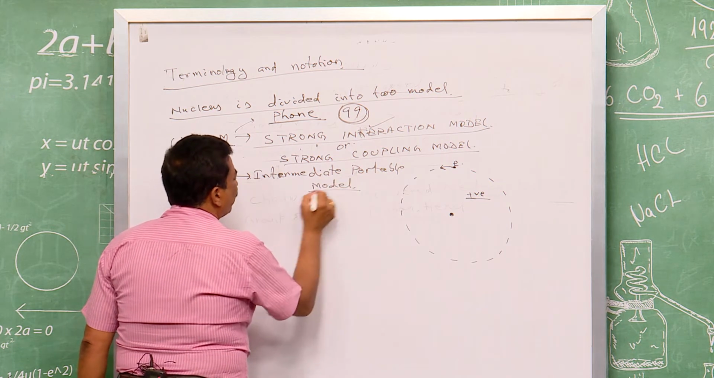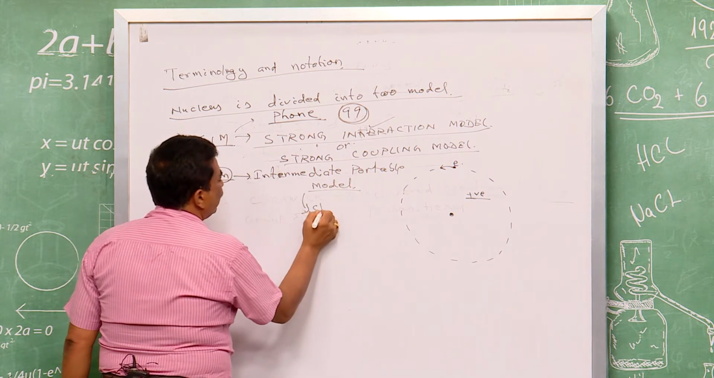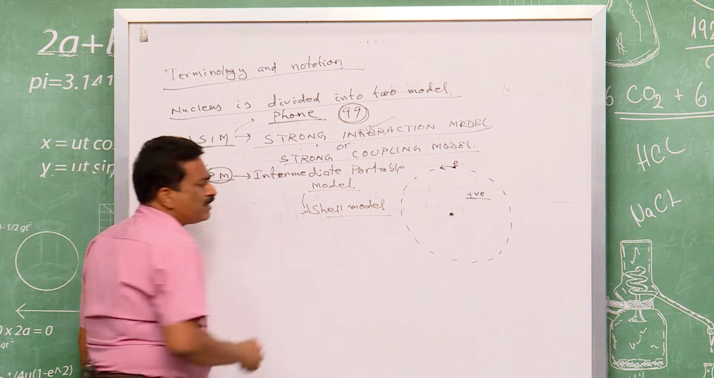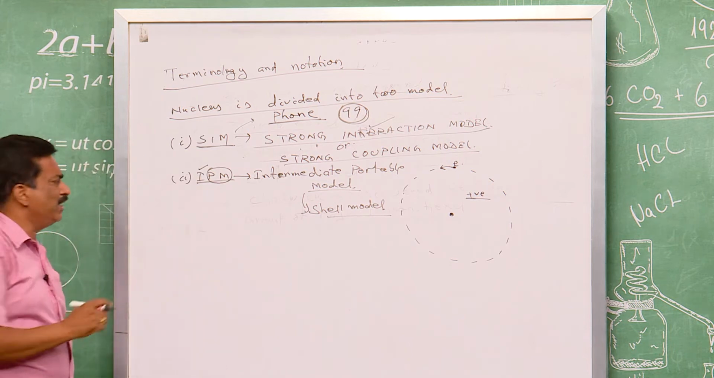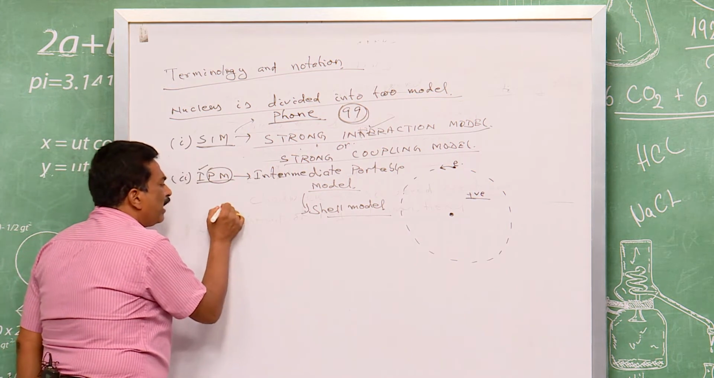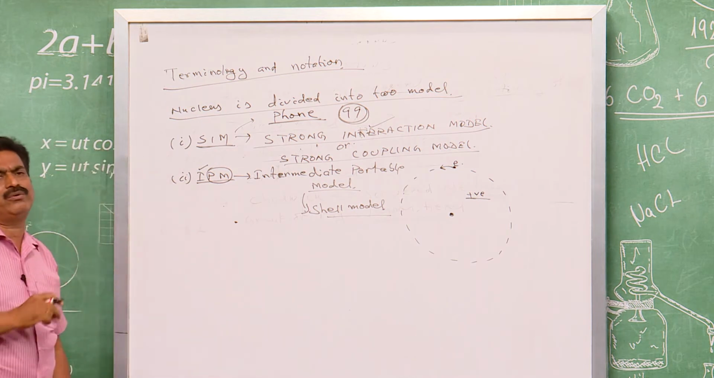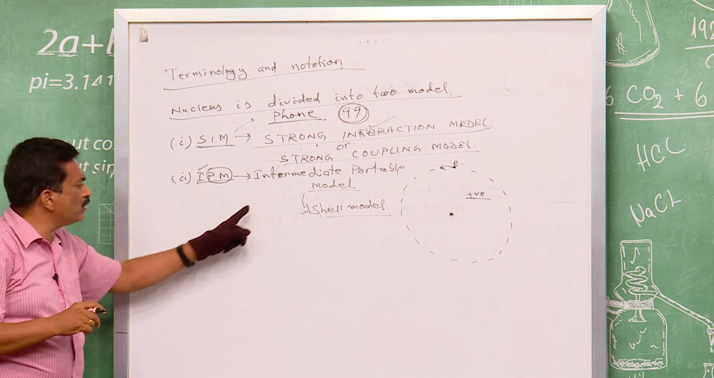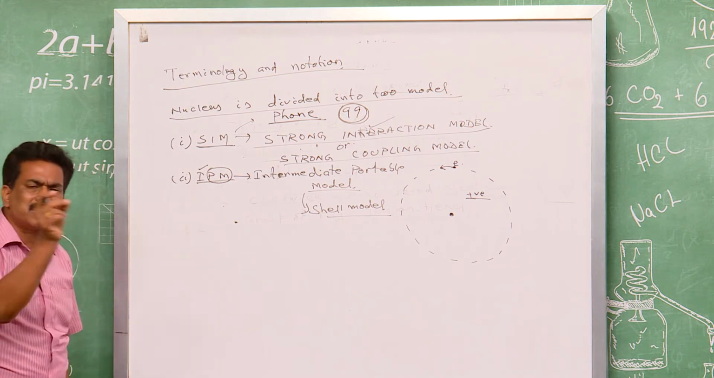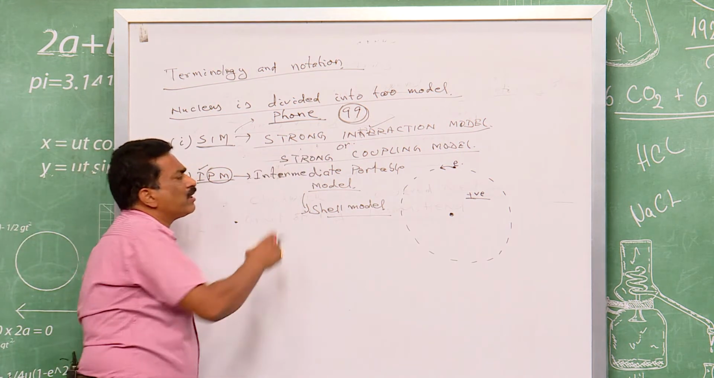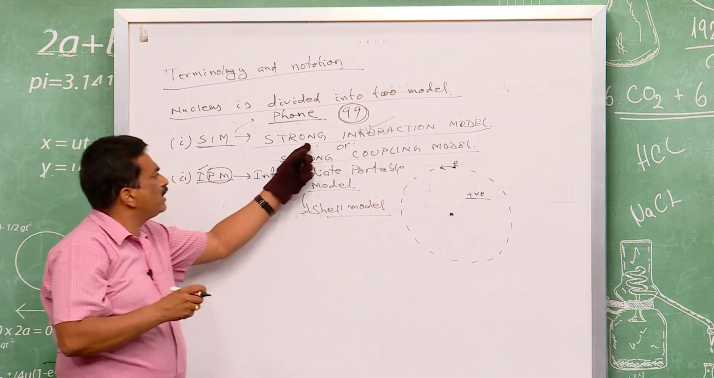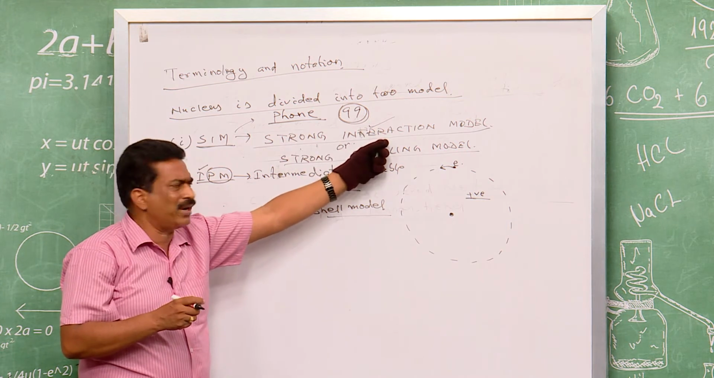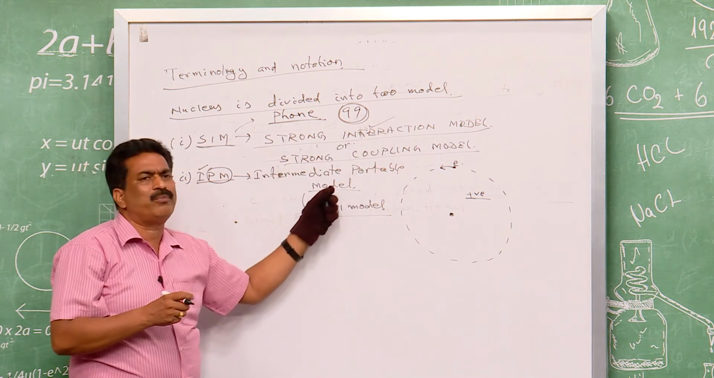So, in the intermediate portable model, the example is the shell model. What happens here? Here also the nucleons are present. The nucleons, in comparison with the other nucleons, possess potential energy, and due to that potential energy the nucleus is in motion. Here, due to the strong interaction force they are in motion, therefore that is the strong interaction model, and this is the intermediate portable model.